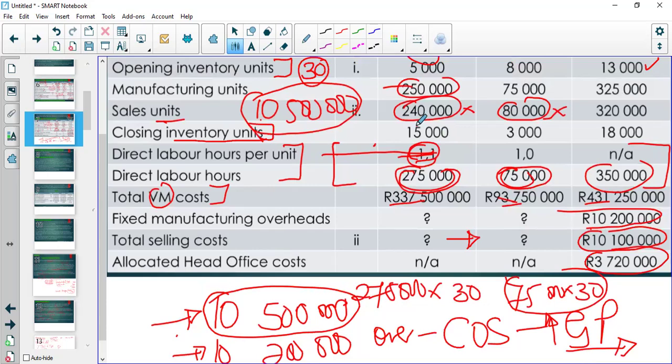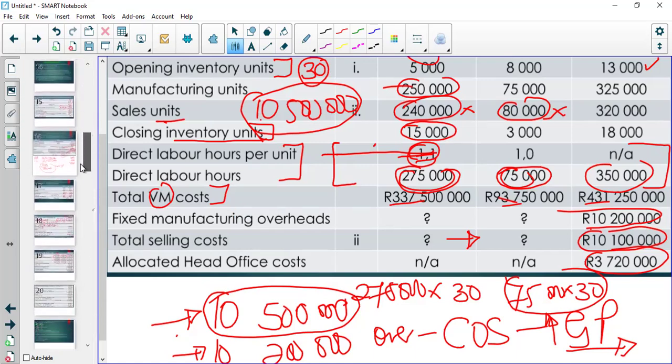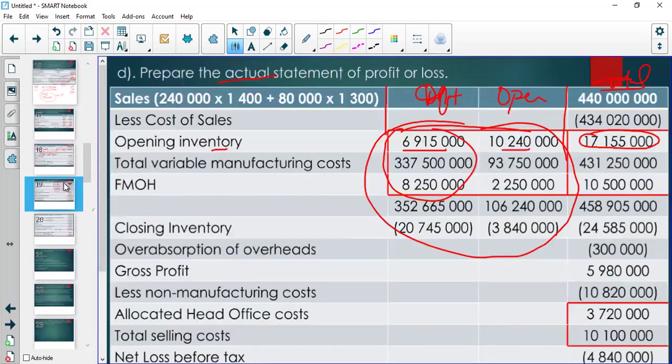It's given. So because we use absorption costing and weighted average, let's just go to the actual calculations where the figures are, and we can do our stuff there. Right, so this is given, right? This was given. This we did calculate just now, and the total became 10.5.